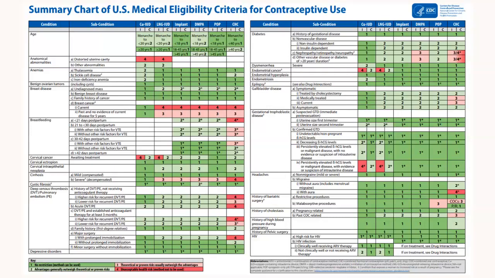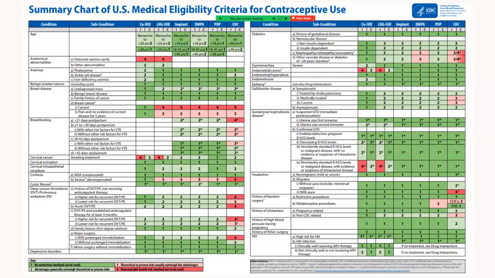On the top of the screen, you will see the different types of contraceptives, to include the copper IUD, the LNG, or levonorgestrel-releasing IUDs, the implants, and the depot shots, also known as DMPAs. POP stands for progestin-only pill, and CHC stands for the combined hormonal contraceptives. This could include the ring, the patch, or the pill.